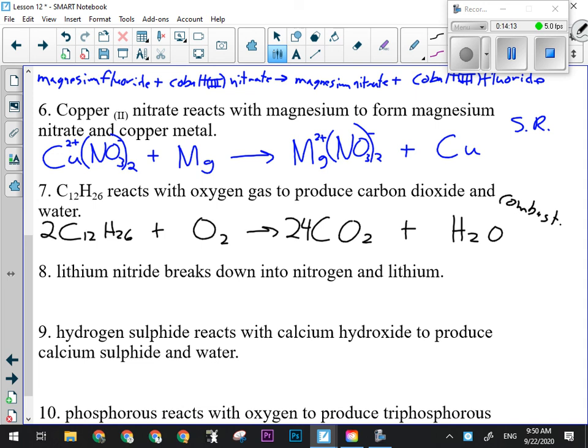I need a 24 in front of my carbon dioxide to make sure I have the same number of carbons on both sides. Okay, 2 times 26 is 52. Okay, and 26 times 2 is 52. All right, so now I've got my hydrogens balanced on both sides. Now I need to look at my oxygens. 24 times 2 in the carbon dioxide is 48 oxygens. Okay, plus another 26 is going to give me 72, right? 74, sorry. Yeah, 74.